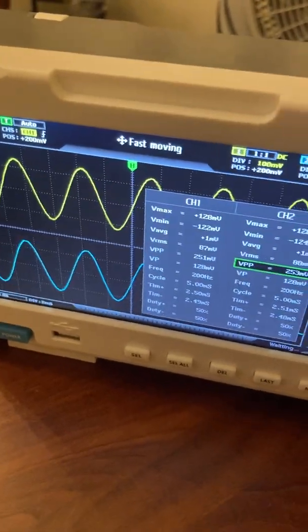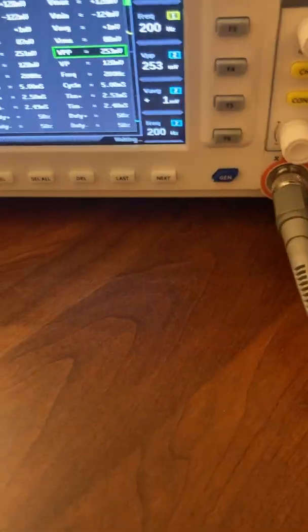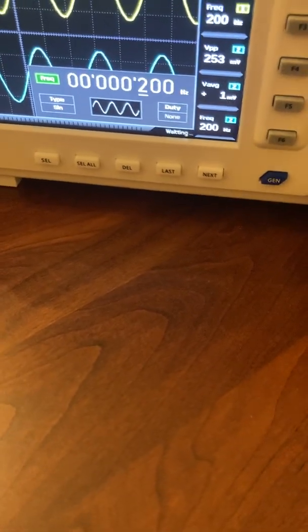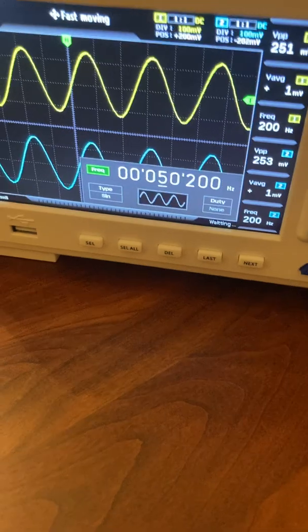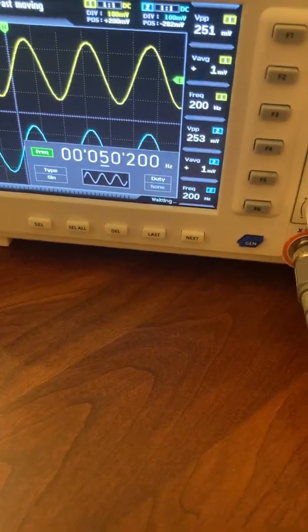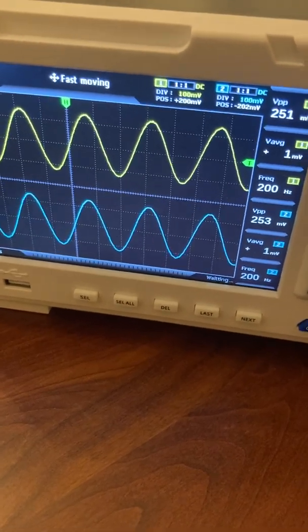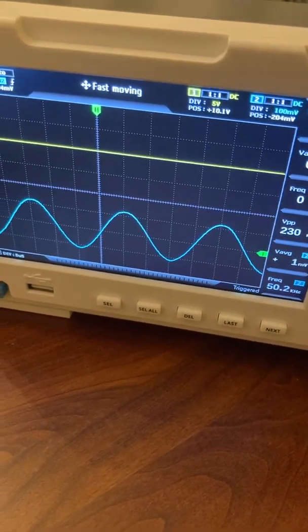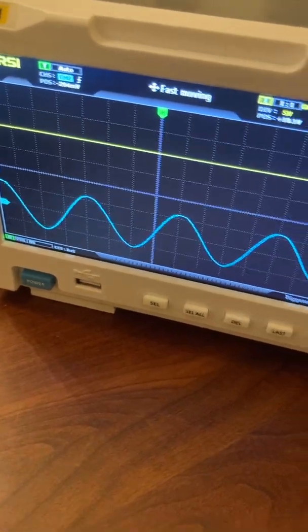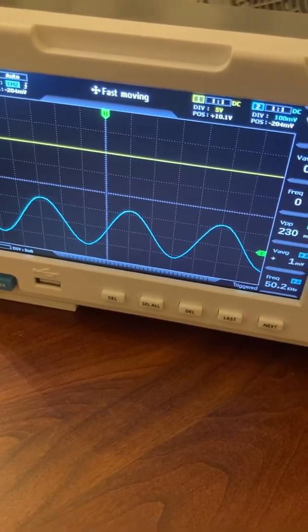Now, if we want to look at it from a high frequency perspective, we can go right over here and adjust the frequency to, I don't know, 50,000, okay? And we get one of them is 0, and one of them is the input sine wave that we put in.